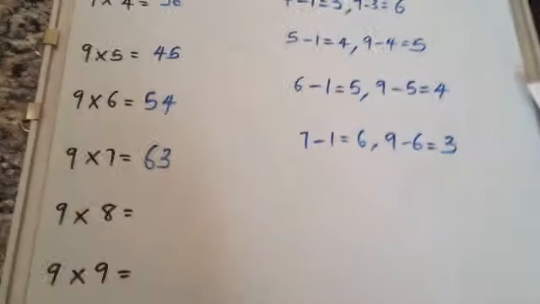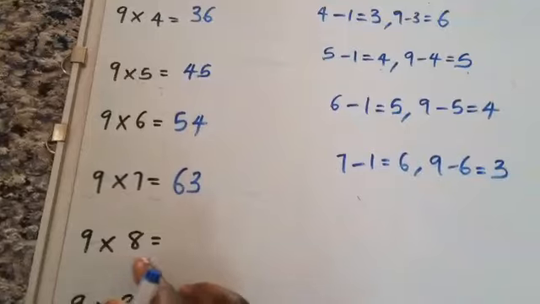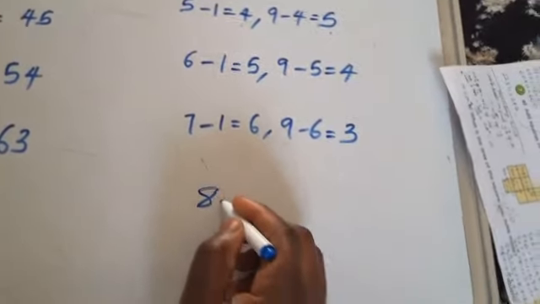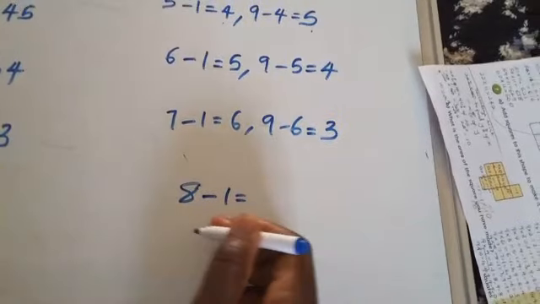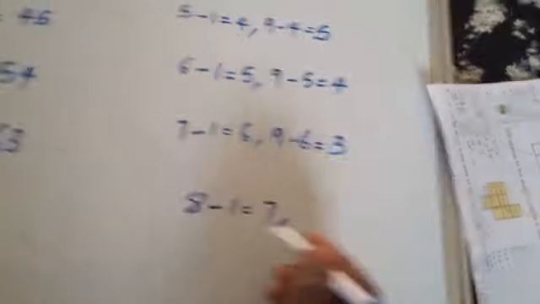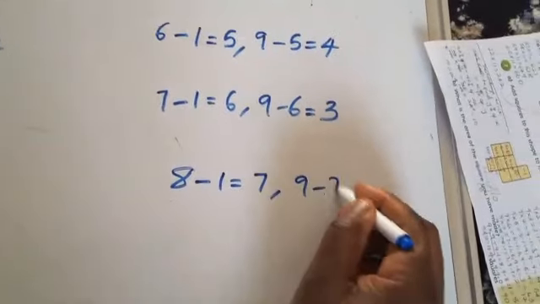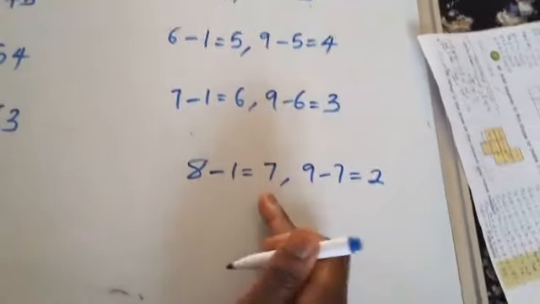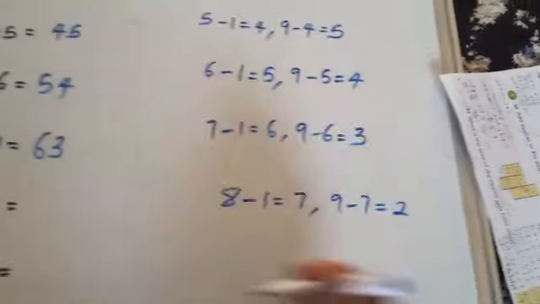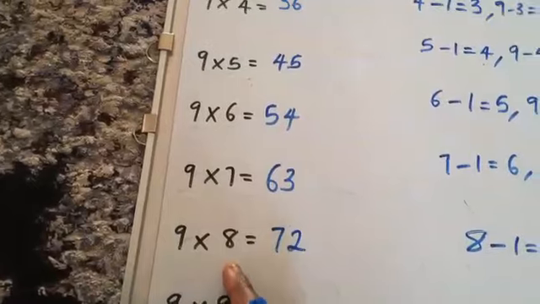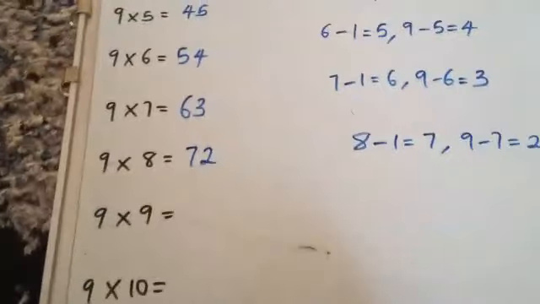The next question is 9 times 8. So we have our 8 minus 1. 8 minus 1 is 7. Then 9 minus 7 is 2. We have our 72. 9 multiplied by 8 is equal to 72.